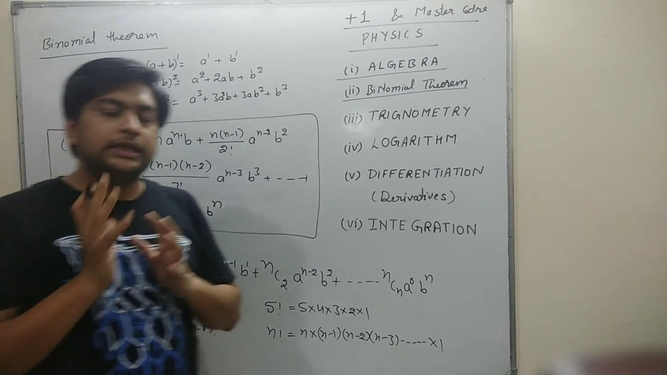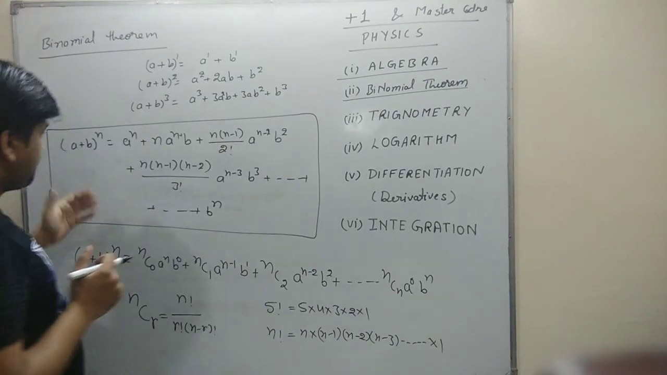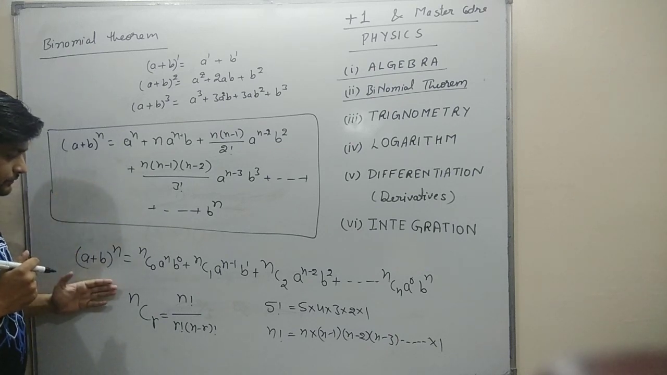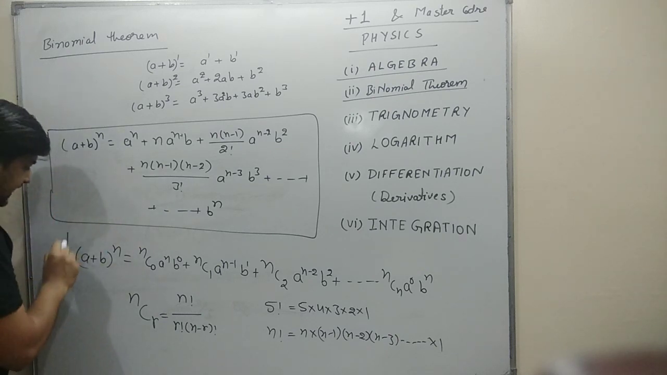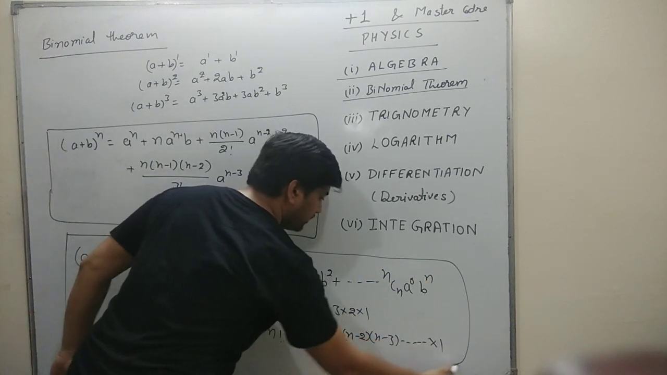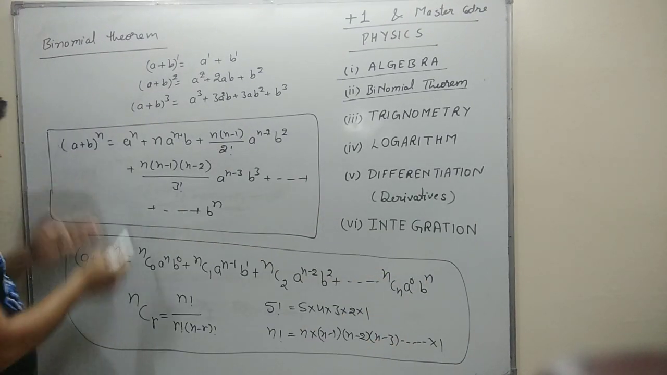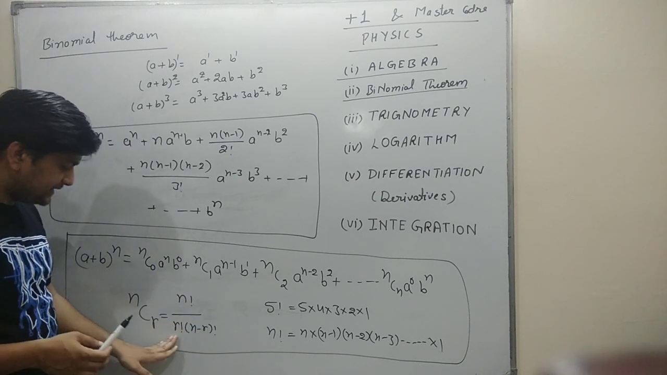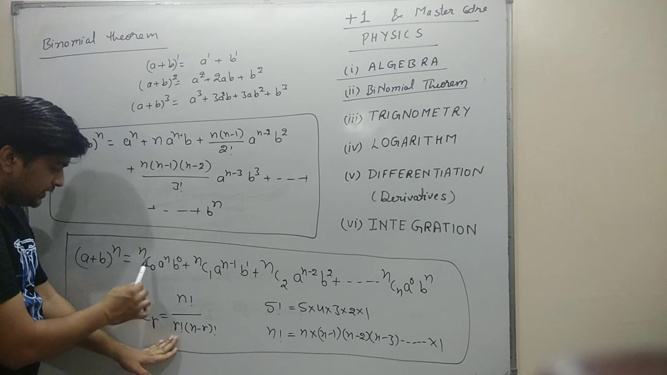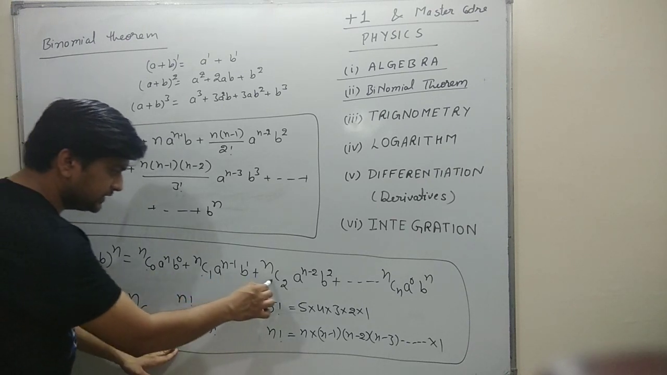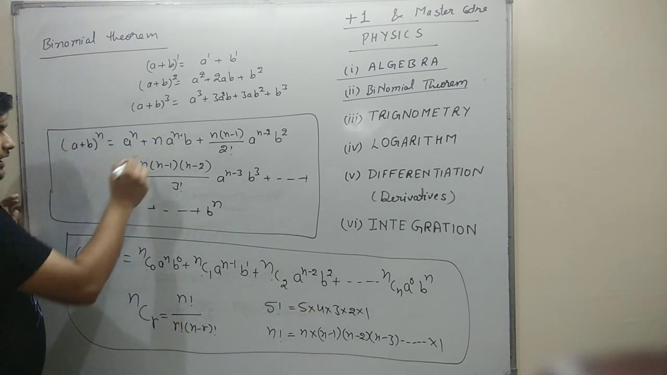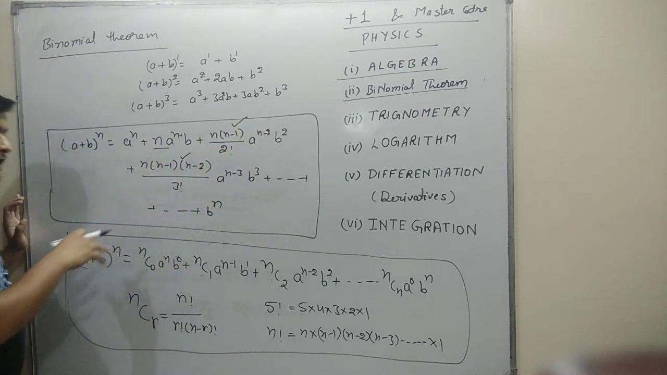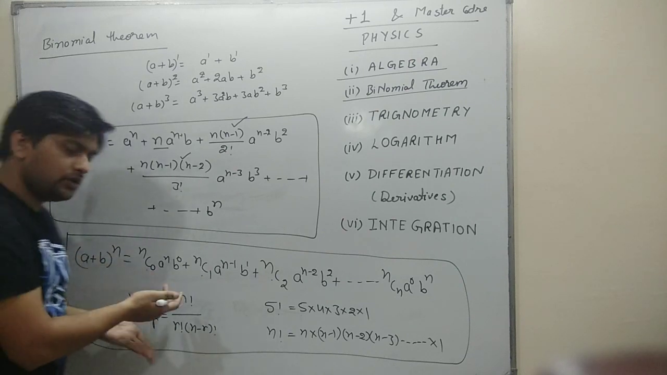Now we will do the approximation of binomial theorem. This is the second formula for the binomial theorem, and this is the same as this, and this is in the combination form. If you solve all these combinations by this formula, it will become this. So you can learn directly or by the formula.